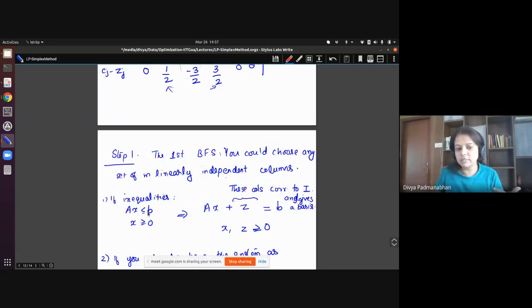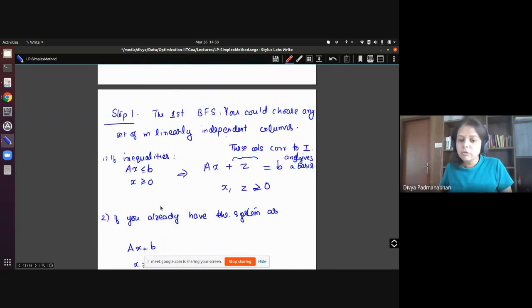If the system given to you is in the form Ax less than or equal to b, then what you would do is add slack variables. This is going to give you a basis; the vectors you add here correspond to an identity, and that's what you would use as a basic feasible solution. This is the case that we did here.